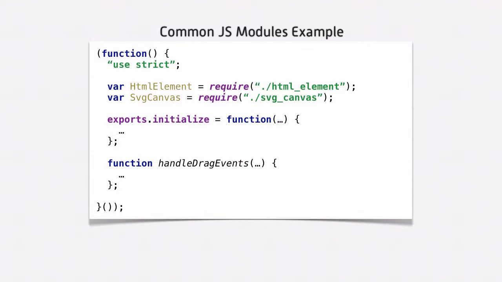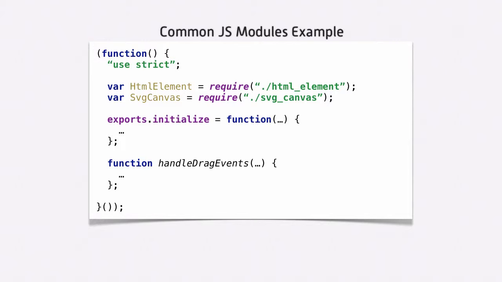Here's an example of how that works. This is based on the source code that comes along with this episode. What we're doing here is in our drawing application, we have a drawing area module, which is responsible for initializing everything and making sure everything fits together. It's going to require an HTML element module and an SVG canvas module. And you can see it requiring it here. And then it exports the initialize function in the center there.